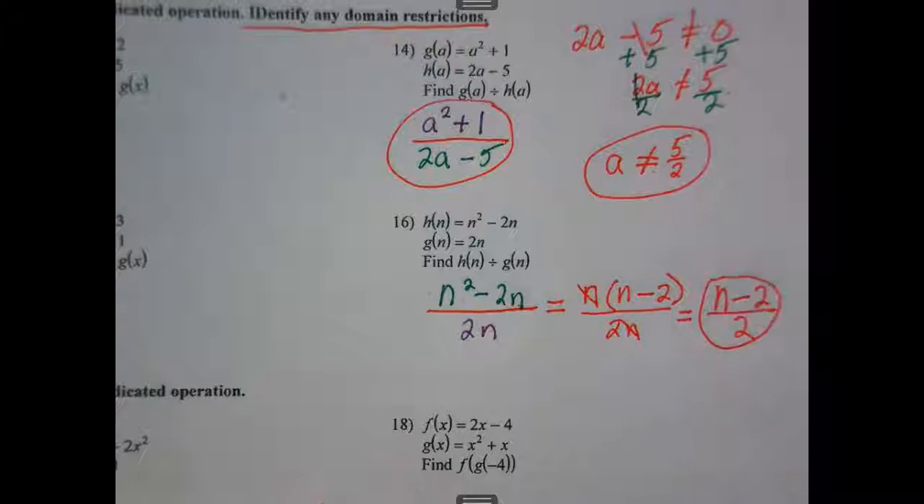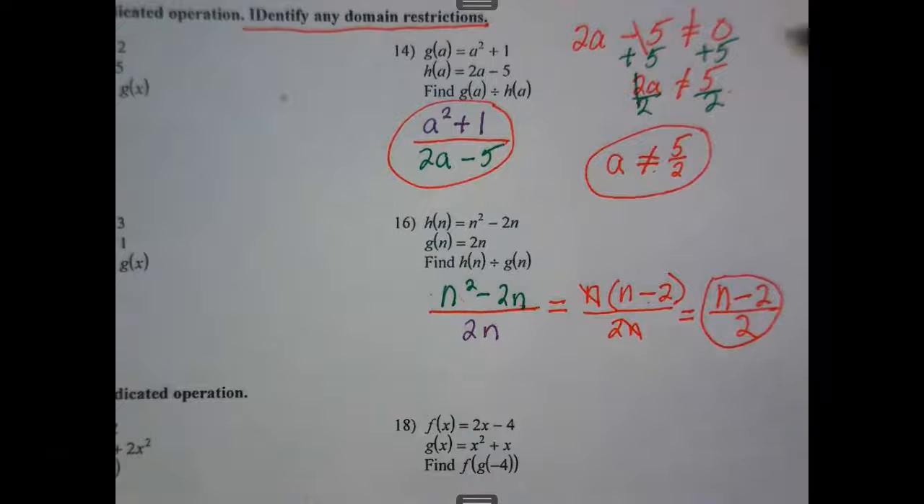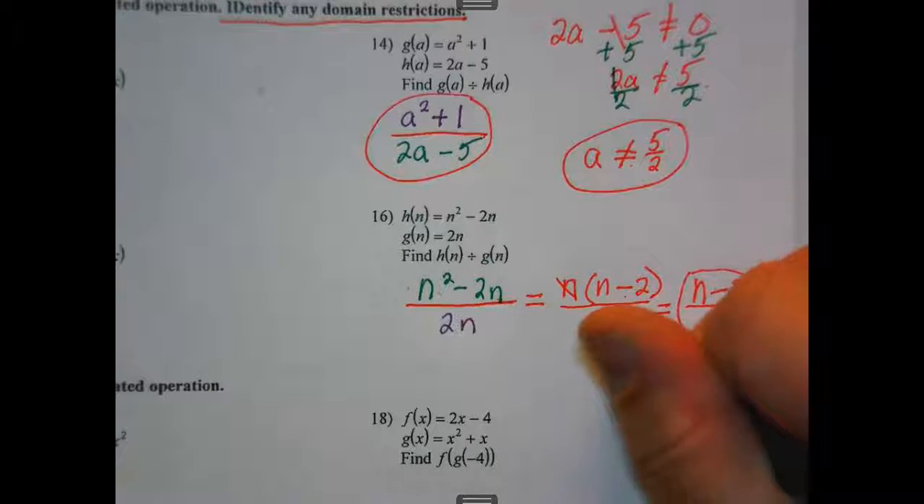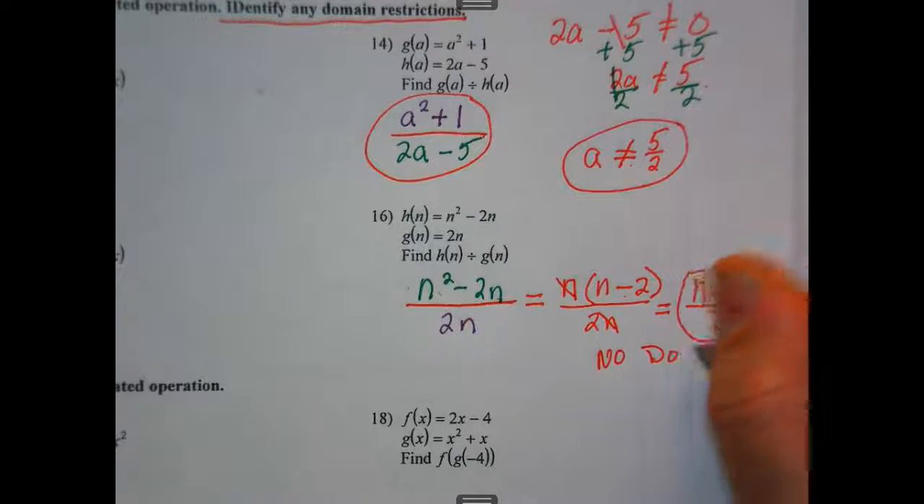Now, do I have any domain restrictions? What cannot equal 0? The denominator, right? Well, my denominator doesn't equal 0, does it? Can it ever equal 0? No, so there are no domain restrictions. None.